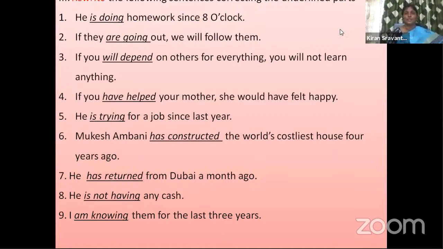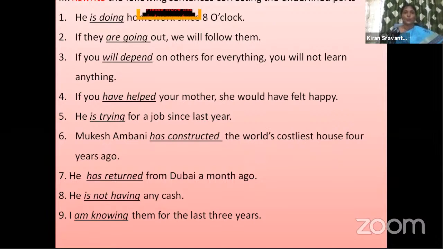Rewrite the following sentences, correcting the underlined part. So this has to be taken so carefully. In the final examinations, you have to correct the underlined part and rewrite the sentence. If you don't rewrite the sentence and write only the correct part of the underlined word, you will not be given marks. They are going to view it strictly. So you have to correct the underlined part and rewrite the sentence.